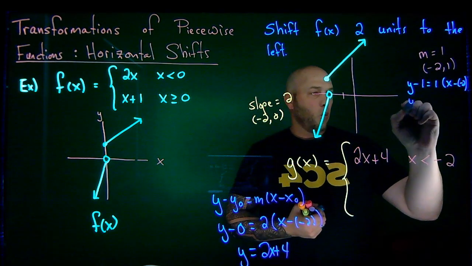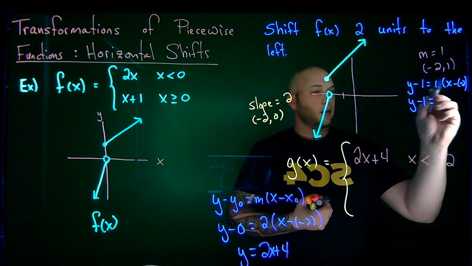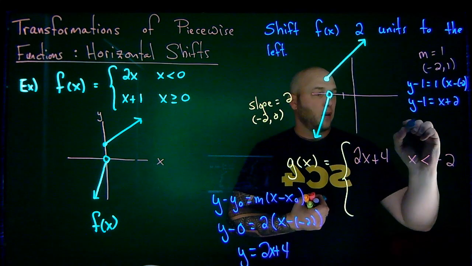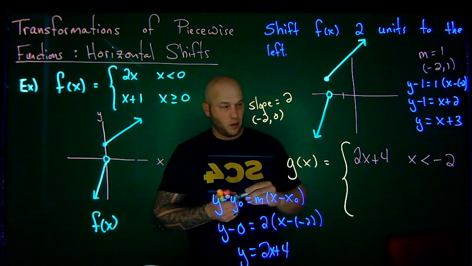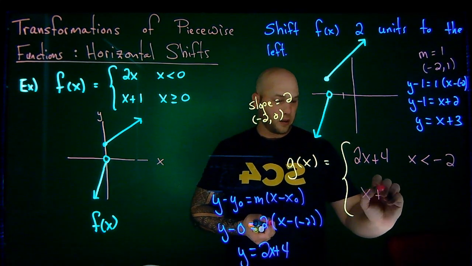And then that gives me y minus 1 is, well, 1 times anything is anything. And inside the parentheses, I'd have x minus 2, which would be x plus 2. Therefore, that gives me y equals x plus 3. Right? And so the equation down here would be x plus 3.